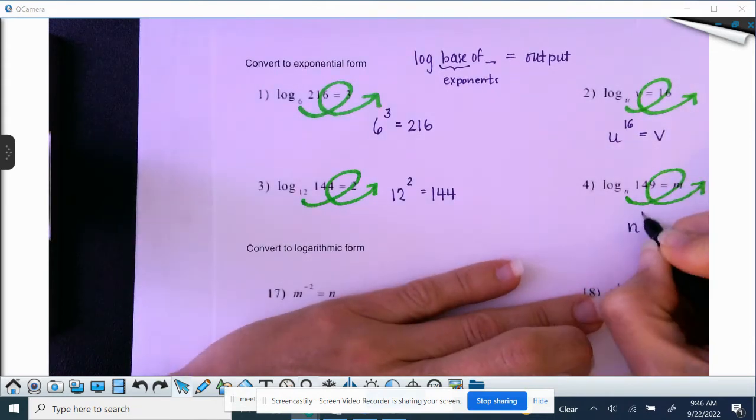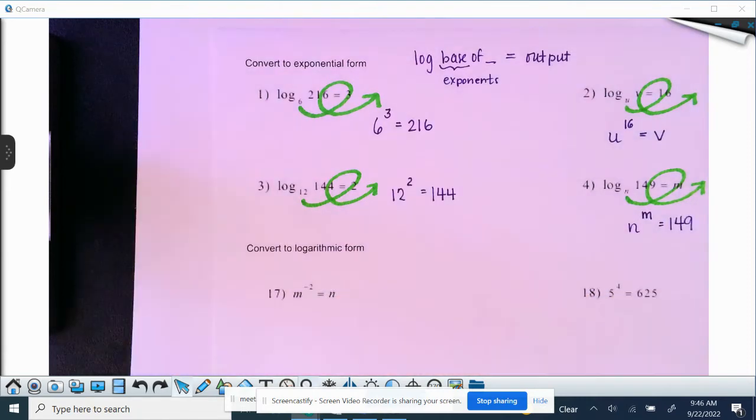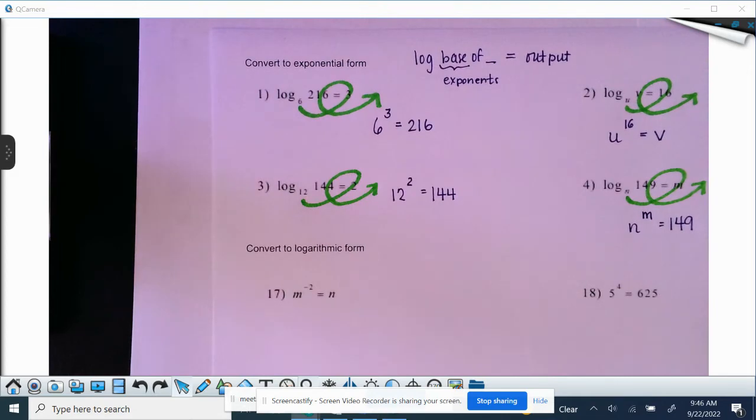N to the M power is 149. Now the reality is that problem right there is just a hot mess. Again, this is just practicing the converting between the two. It's not how they're going to probably live more times than not.